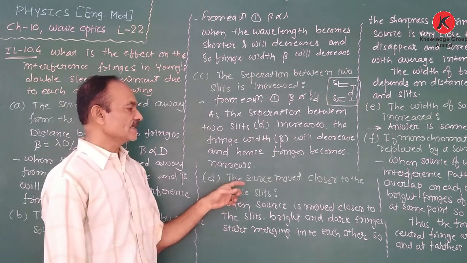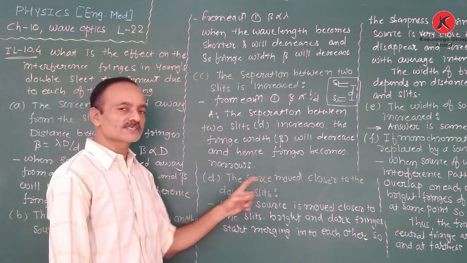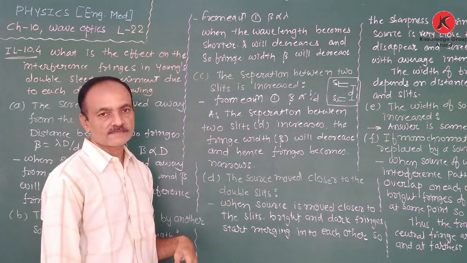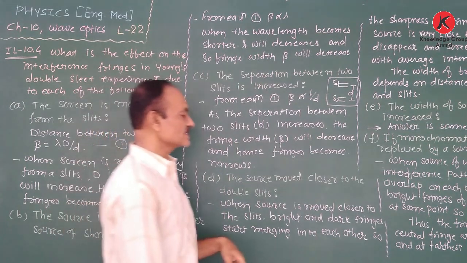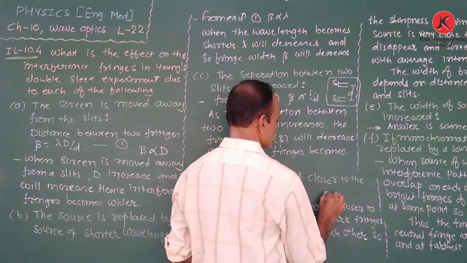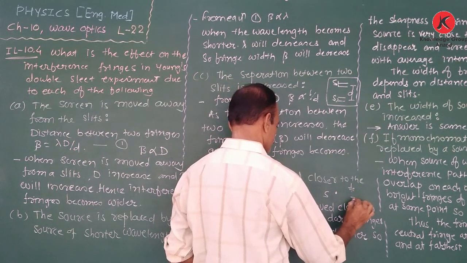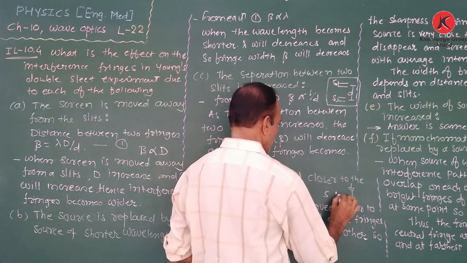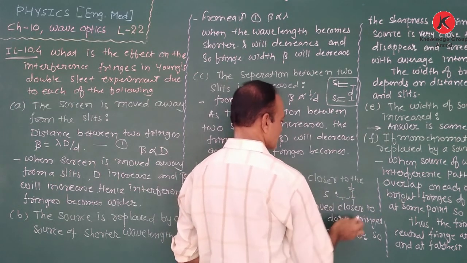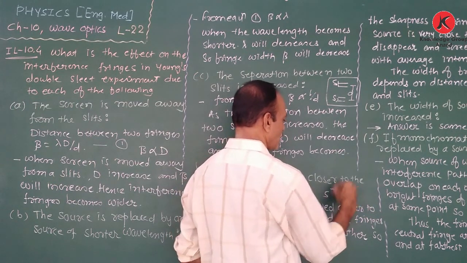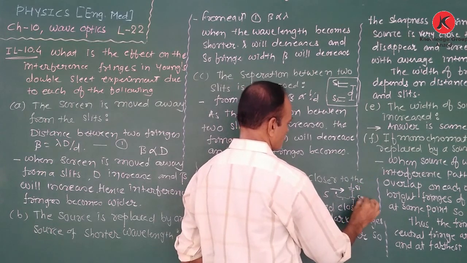The next question is that the source is moved closer to the double slit. In Young's double slit experiment, this is the source S, and here the double slit is used. If this distance decreases, that means the source is moving towards the slits S1 and S2. What happens?